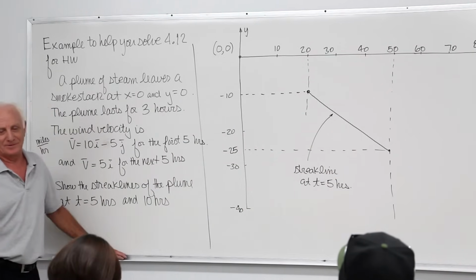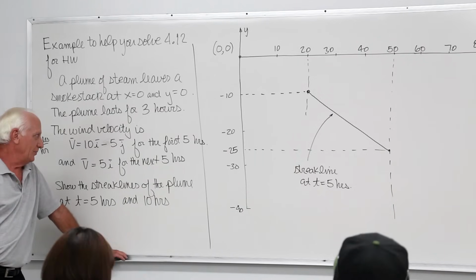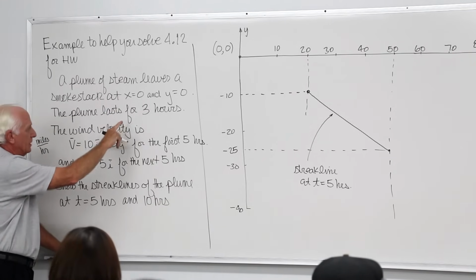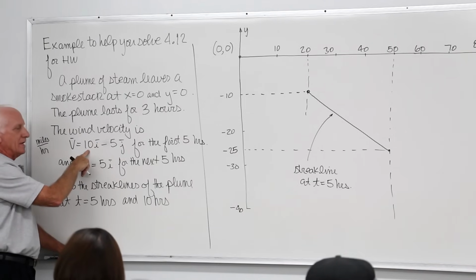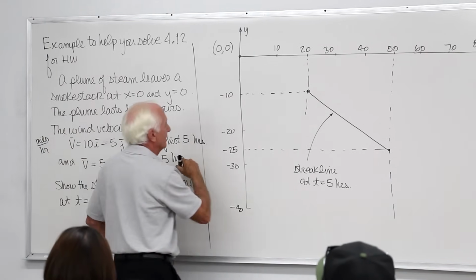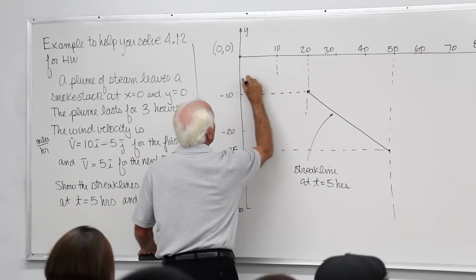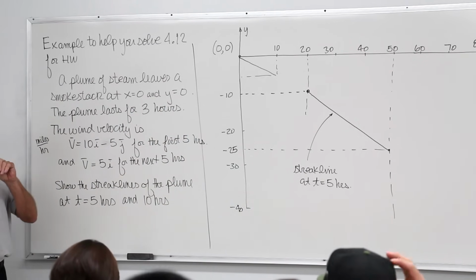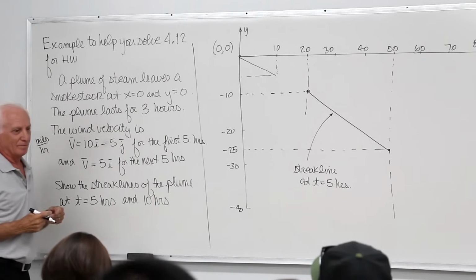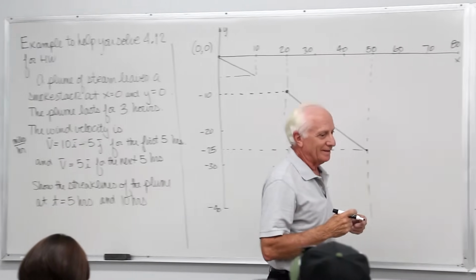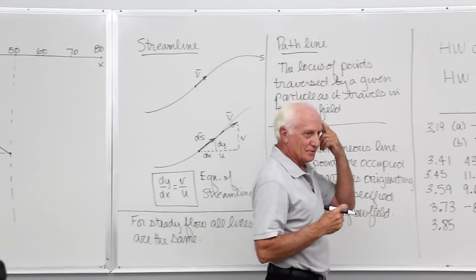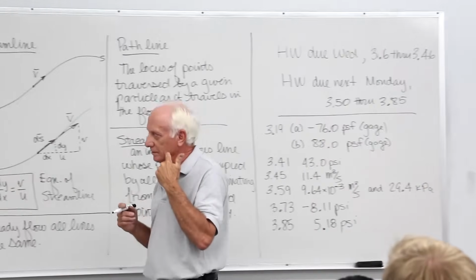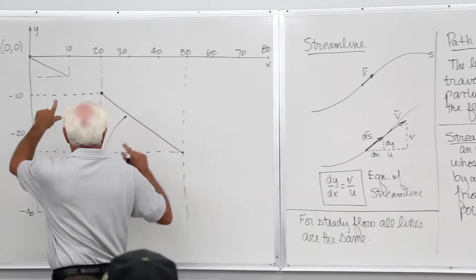I'll just do one more just so you get the idea. You want to do it for the first 1 hour? A particle left at time 0. After 1 hour, how far did it go? 10 in the X, minus 5 in the Y. There's the streak line for 1 hour. But it's not easy, because it is a lot of thought and not much math. You know, 2 times 10, 5 times 5, blah, blah, blah. No, you got to think it out. Okay, that's the streak line at 1 hour.